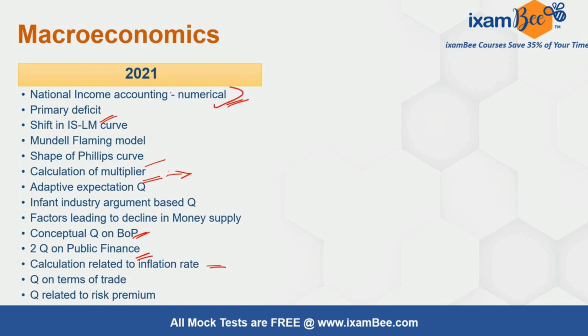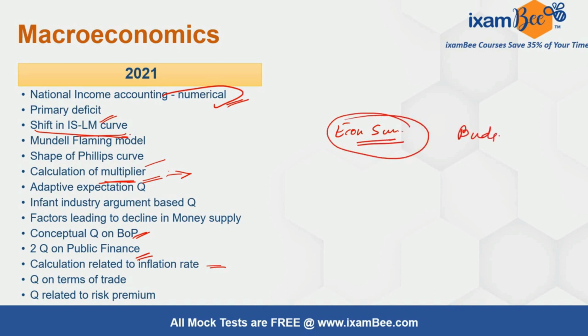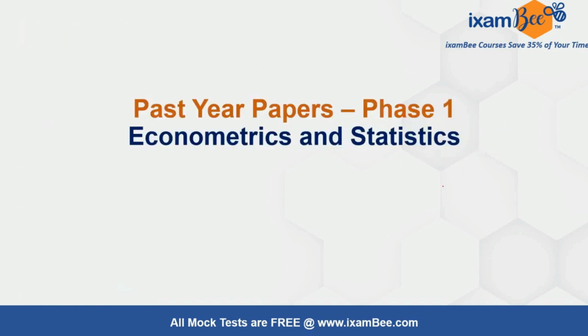So this remained a common part. ISLM remained a common part. Calculation of the multiplier was again common. So some of these were the common recurring topics. What was not there in 2021 was direct questions related to the economic survey. However, having said that, this document and the budget remain important, and there is a fair chance of data being asked from these two documents in this current year also.